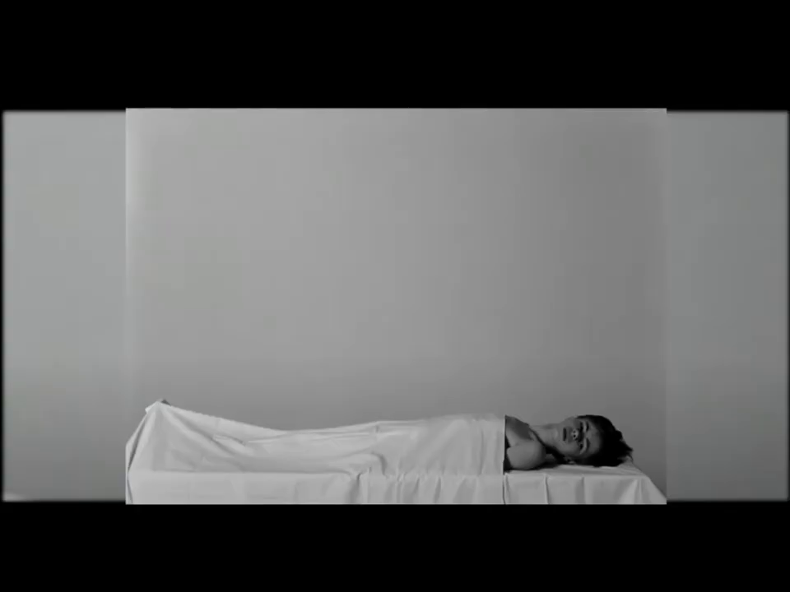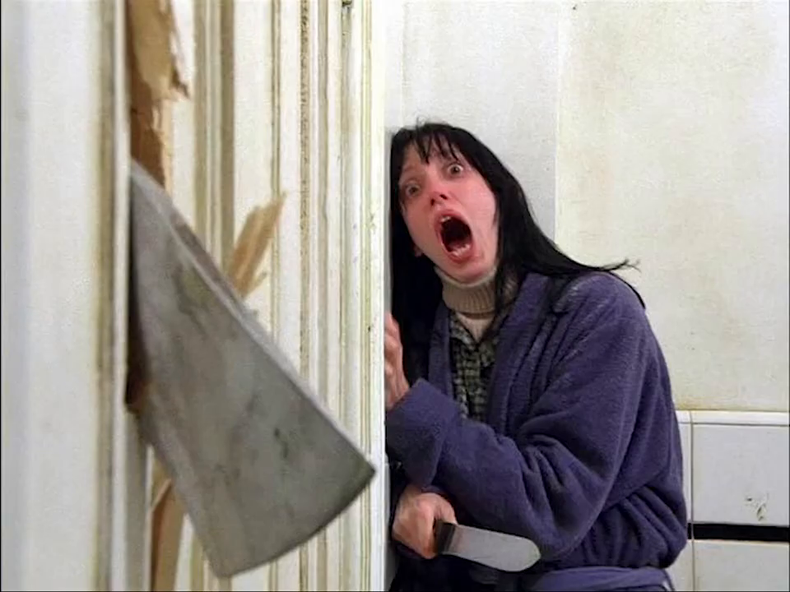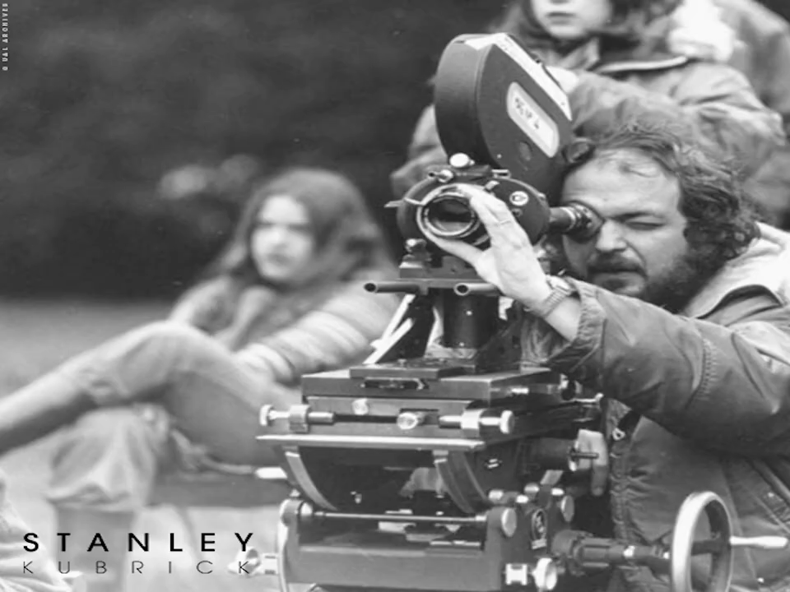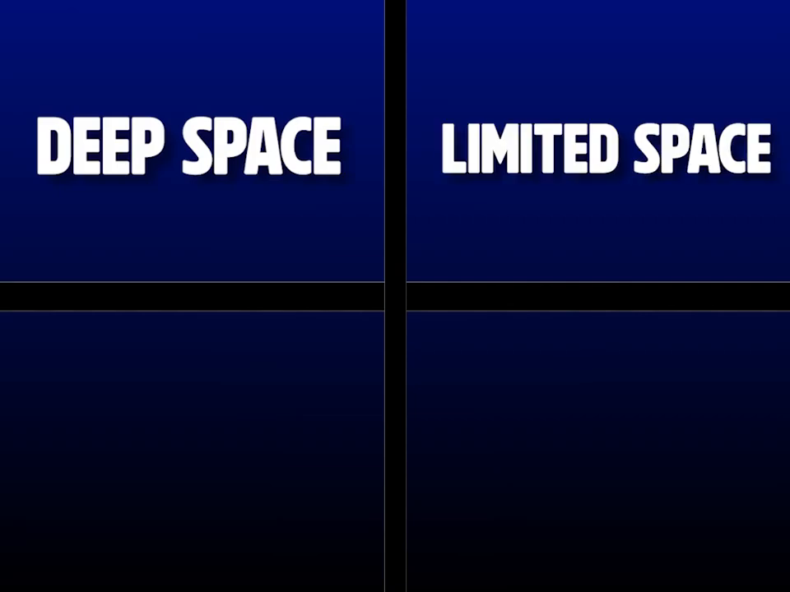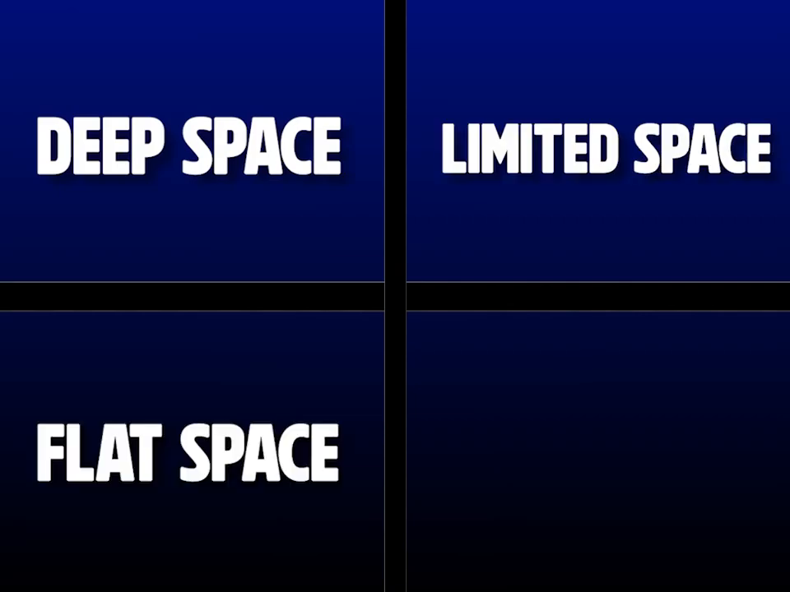Whether it's empty and alone or trapped and confined, filmmakers go out of their way to plan out each shot with these things in mind. There are 4 different kinds of space that filmmakers use. These are deep space, limited space, flat space, and ambiguous space. These 4 spaces can be found in every movie that has ever been made, and today I will teach you about each of these spaces and how to use them in your own films. First up, deep space.